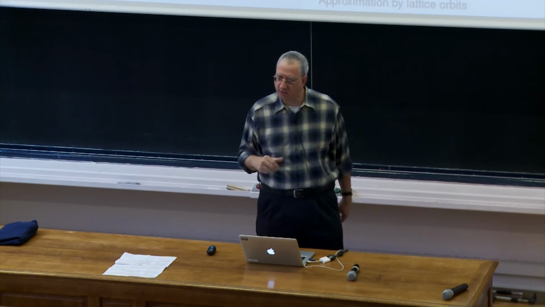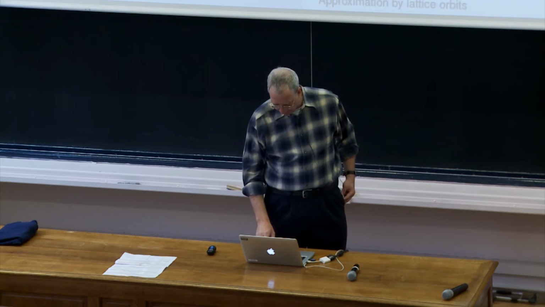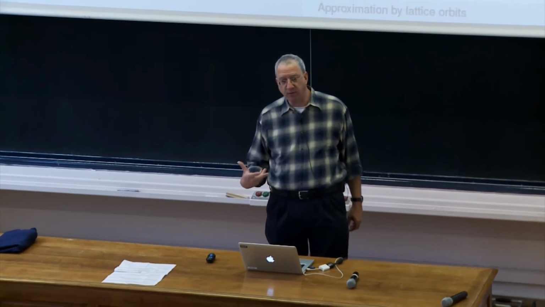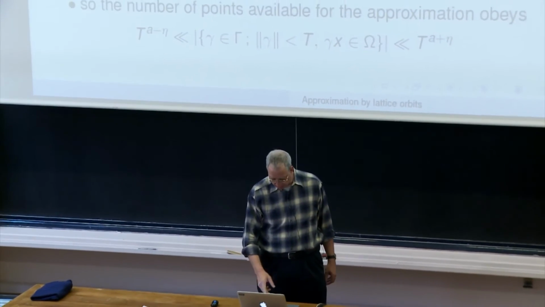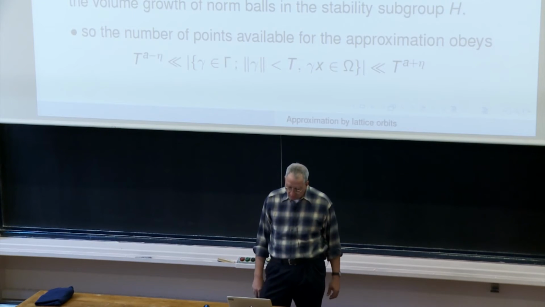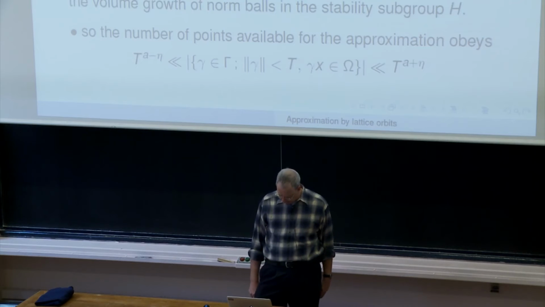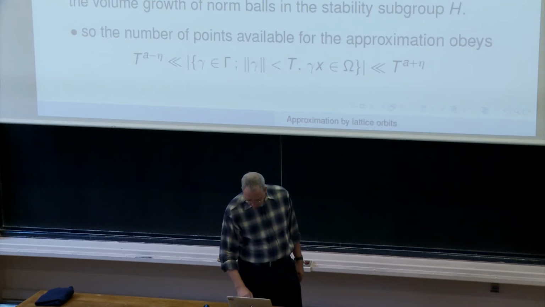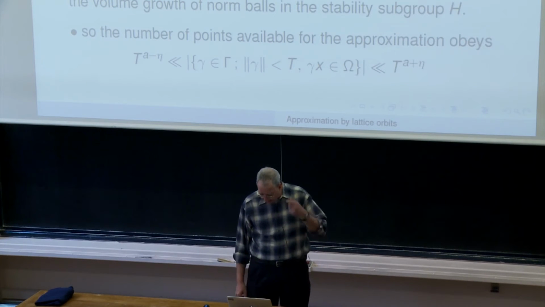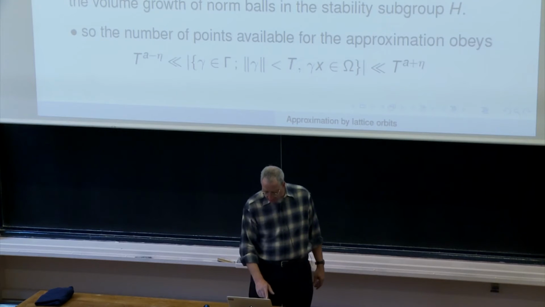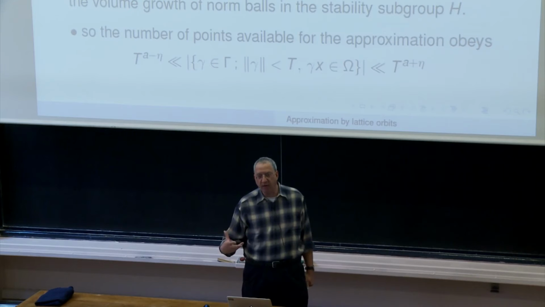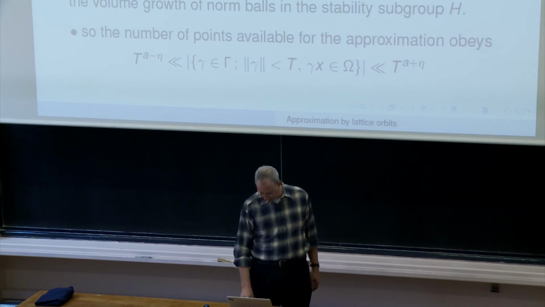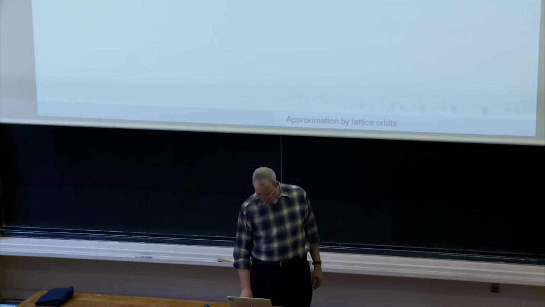So this is very intuitive, but it certainly requires a certain amount of work. And it's possible to show in great generality, as they did, that the number of points available for the approximation, the number of orbit points that fell into the neighborhood, follows this asymptotic volume growth of balls in H. So it's bounded between these two numbers, t to the a plus eta and t to the a minus eta, and this a can be calculated, or it's equal to the rate of volume growth of balls in H. That's the content of their result. Okay, so that's one ingredient.